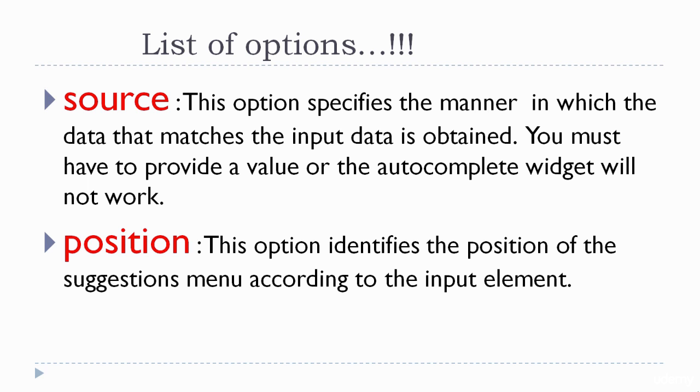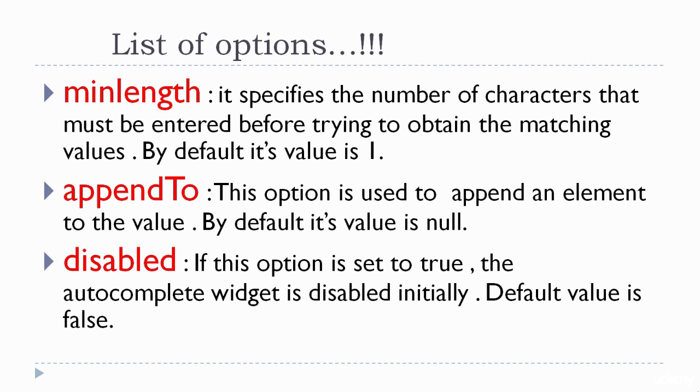Now position. This option identifies the position of the suggestion menu according to the input element. So whenever you have to find the position, then we can use the position option. Min length, which is the minimum length. It specifies the number of characters that must be entered before trying to obtain the matching values. By default its value is 1. So this basically defines how many characters we have to enter, like m, before we can directly find the search in this way. Append to. This option is used to append an element to the value. By default its value is null.